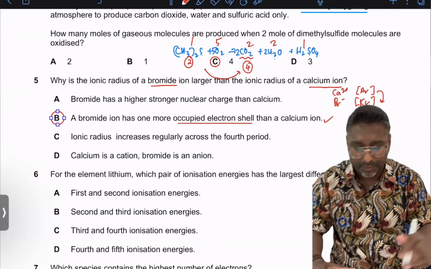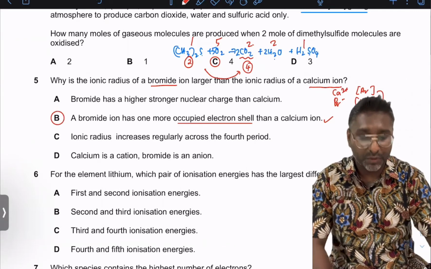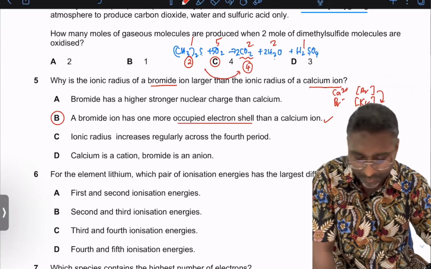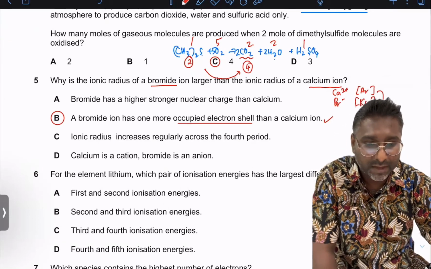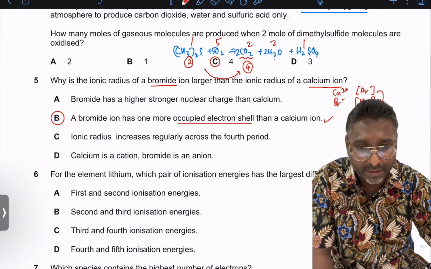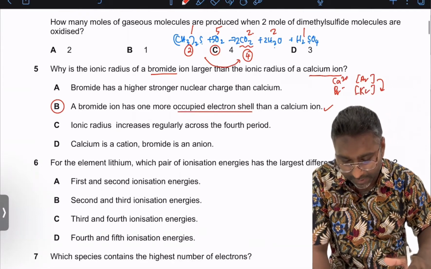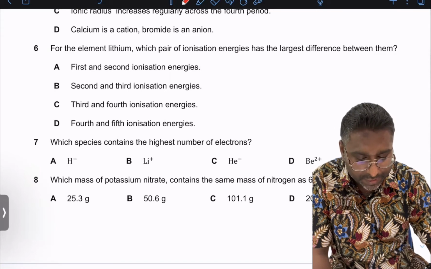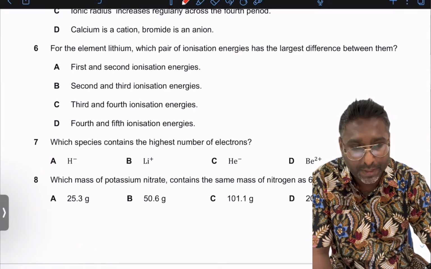The rest will not be the answer. It's not suitable to explain. Just by saying calcium is a cation, bromide is an ion, no, it doesn't explain why bromide ion is larger. So next question: for element lithium, which part of ionization energy has the largest difference between them?